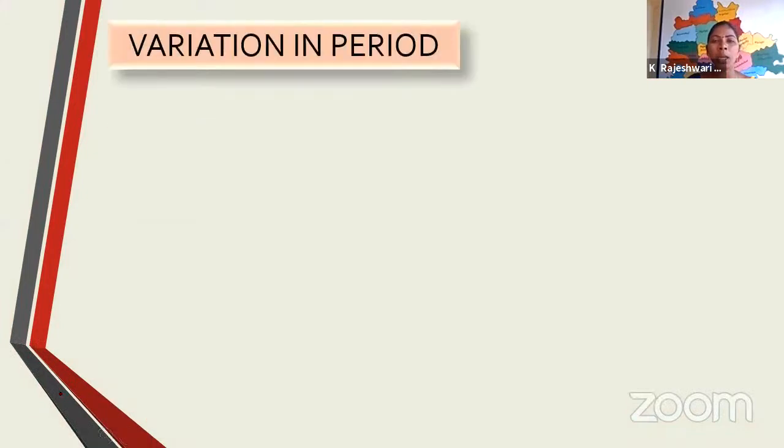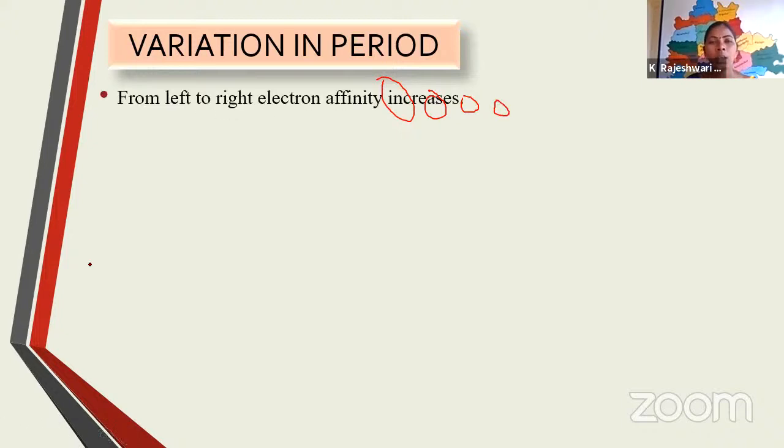In a period, what will be happening to the atomic size? In a period, the atomic size will be decreasing like this. When the atomic size is decreasing, from left to right, electron affinity will be increasing. Only remember that point, it is opposite to your group.